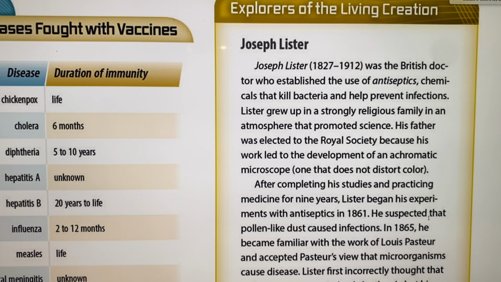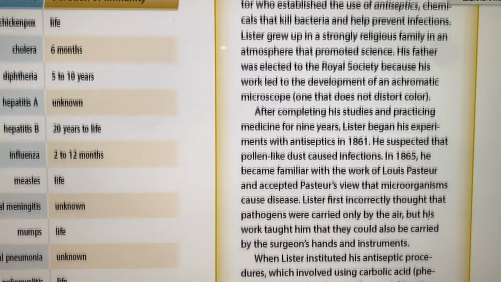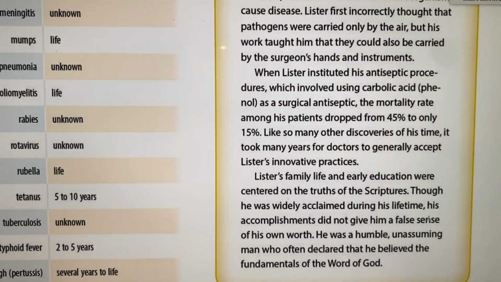So he used carbolic acid, phenol, as an antiseptic for surgery, and the mortality rate from people dying went from 45% clear down to 15%. But it took many years for others to really accept this. He was a Christian man, a very unassuming man, but he was the first to talk about antiseptics.